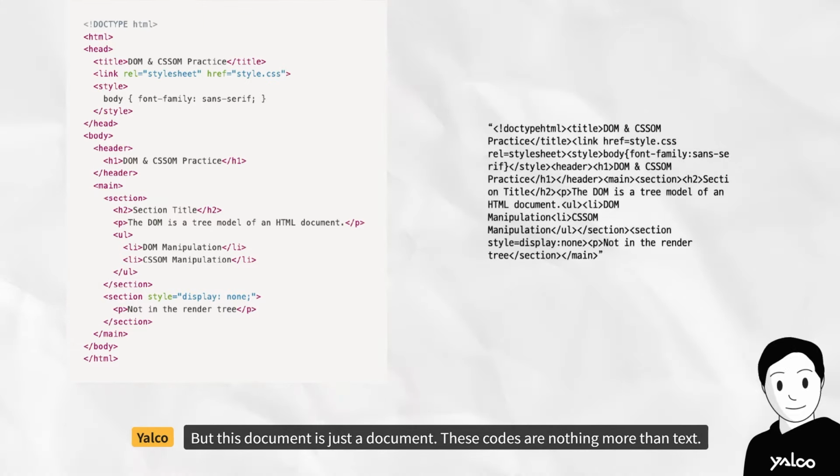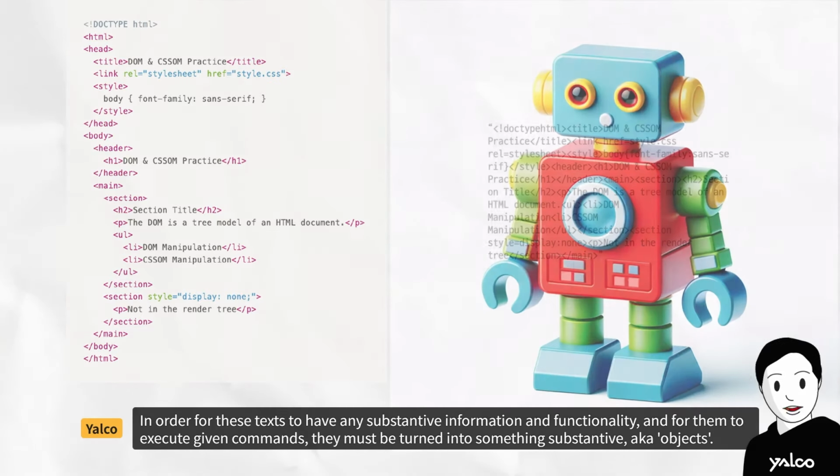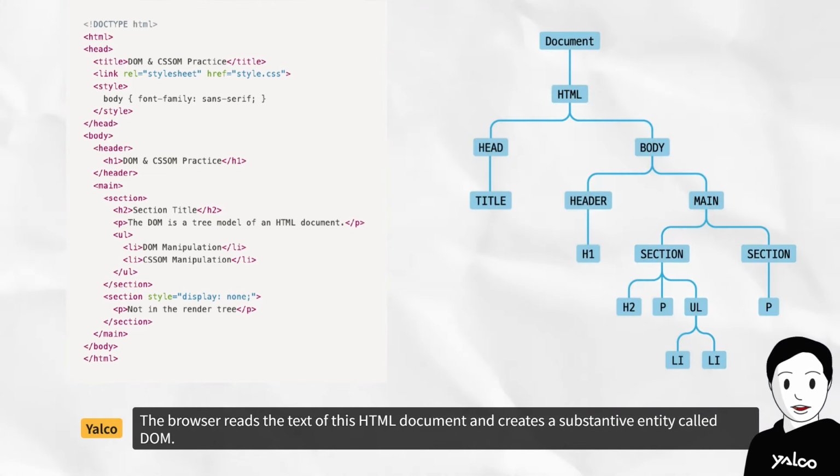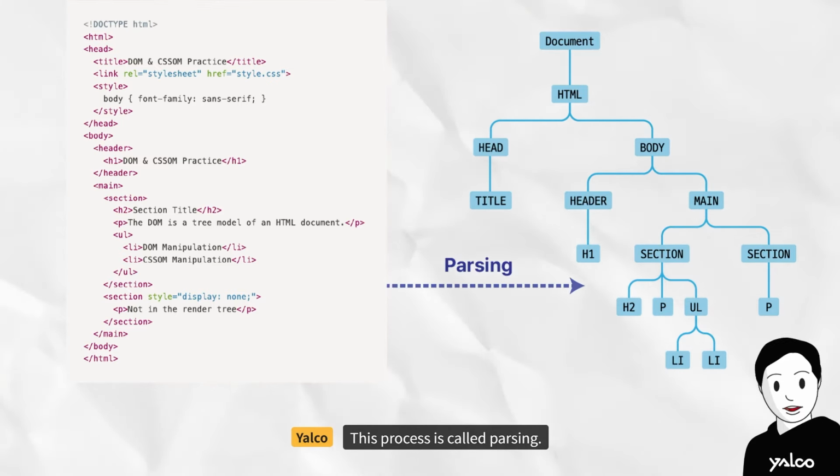But this document is just a document. These codes are nothing more than text. In order for these texts to have any substantive information and functionality, and for them to execute given commands, they must be turned into something substantive, aka objects. The browser reads the text of this HTML document and creates a substantive entity called DOM. This process is called parsing.